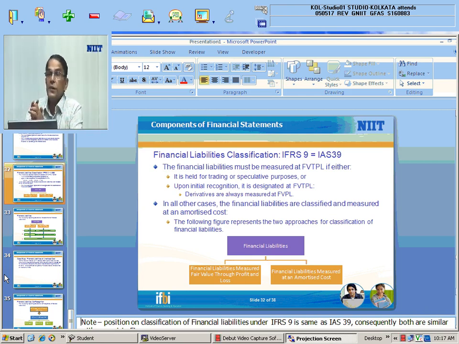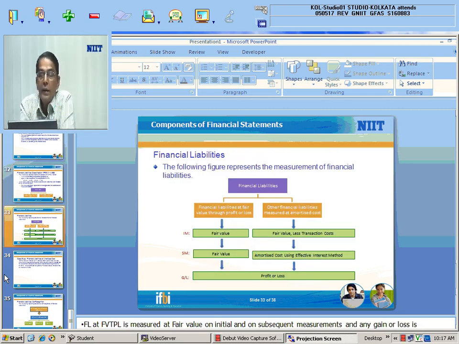So the measurement of financial liabilities, there are two classifications, and how the financial liabilities will be measured. Initial measurement will be at fair value. For financial liabilities at fair value through profit and loss, the initial measurement will be only at fair value. Transaction cost will be expensed to the profit and loss account. It won't be capitalized. And for financial liabilities measured at amortized cost, fair value less transaction cost.